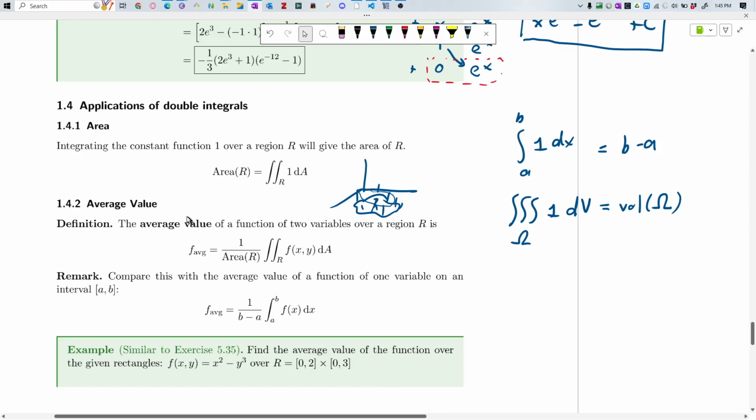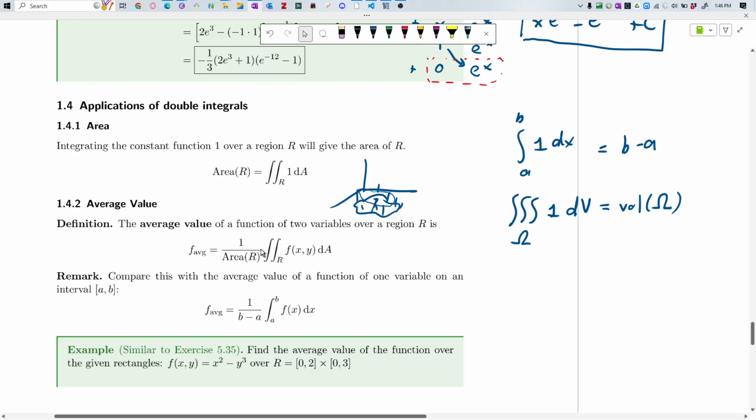And now this other application: the average value of a function over some region. Hopefully you remember from Calc 1 that there was a version of this in the one-dimensional case. The average value of a function over some interval, you integrated over that interval and then divided by the length of the interval. The analogous thing is true in the two-dimensional and three-dimensional cases as well. You integrate over the region, and then you divide by the area of the region.